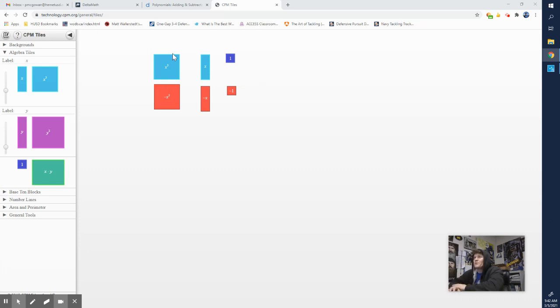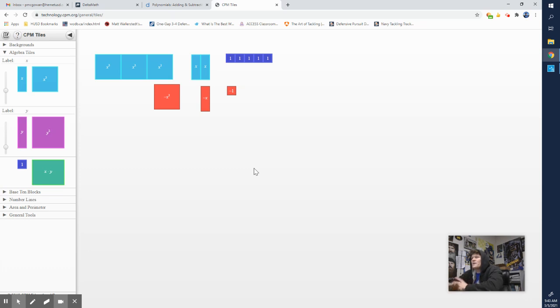For example, if I had a bunch of x squares, like let's say I had 3 x squares, I could take 3 of these x squared tiles to represent that. 3 x squared. If I wanted 2 x's, okay, I could take 2 of these x tiles and put them together. If I wanted 5 ones, 5 constants, I wanted a plus 5. Okay, 1, 2, 3, 4, and 5. You see where that's coming from?